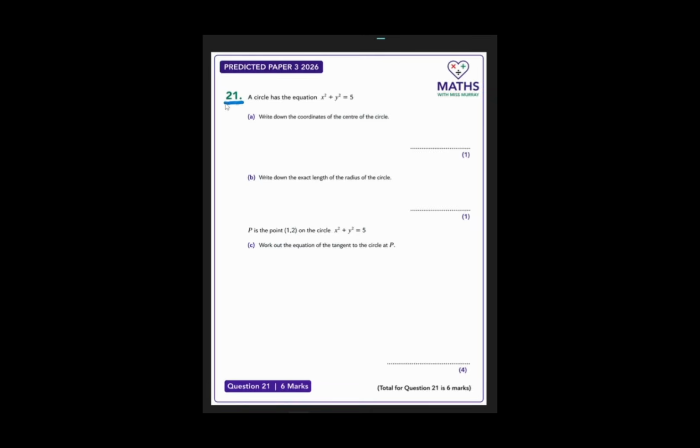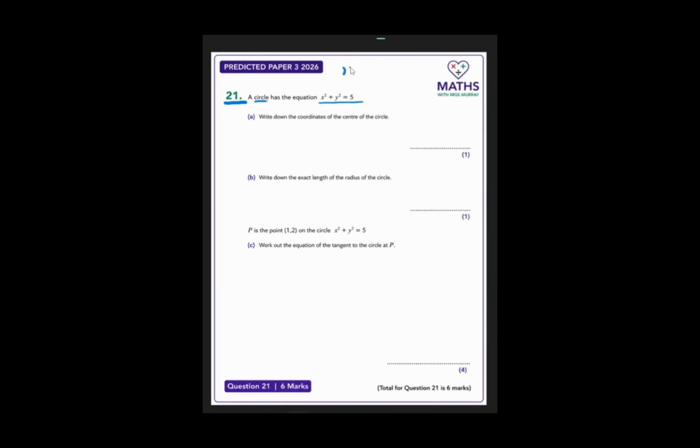Okay, so question 21, our final question, and it is equation of a circle. This has come up every year, and it hasn't been on paper 1 or 2, so it's highly likely to be there. I can't guarantee it, but it is highly likely to be on there.